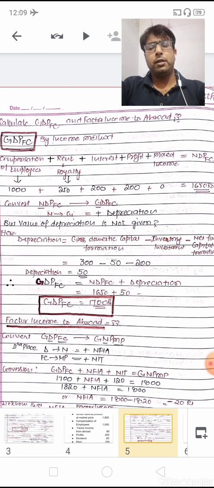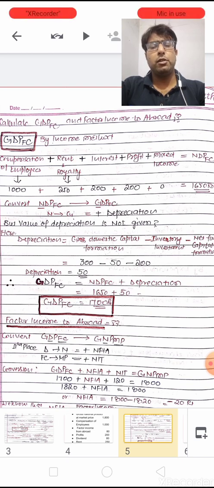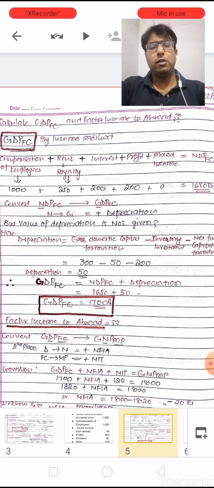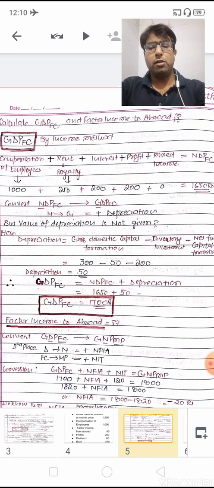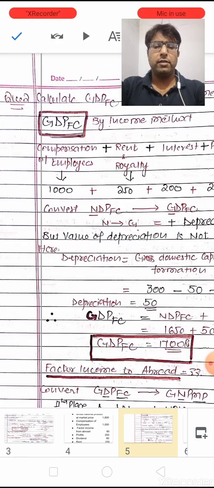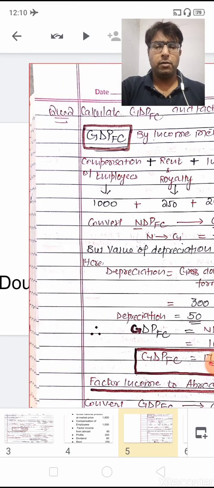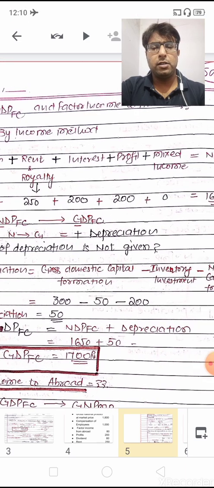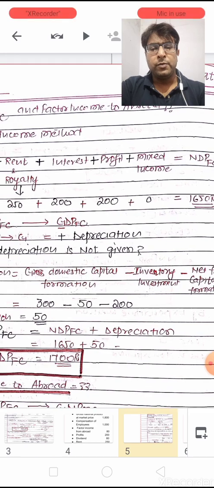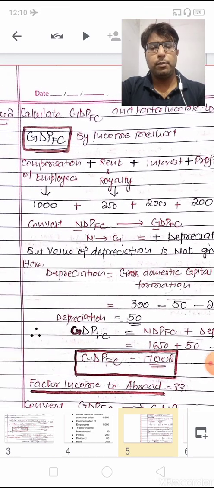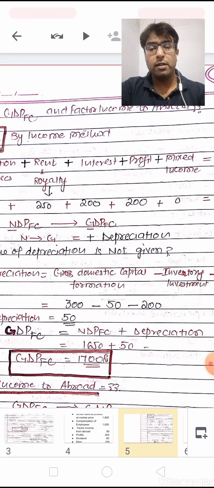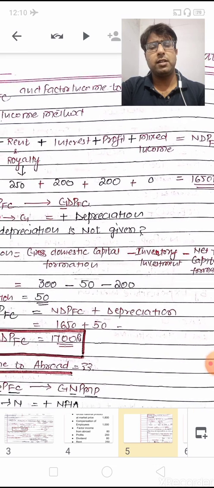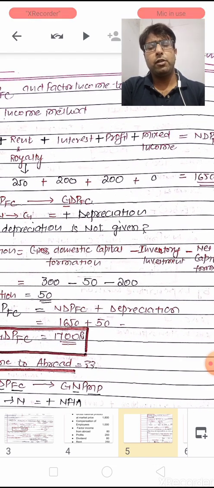So children, apply the same formula of estimating national income by the income method. We will put up here the formula: compensation of employees, rent and royalty, interest, profit and mixed income. When we add all these components, we will get the value of NDP FC. So children, here the compensation of employees is given as 1000, whereas rent and royalty is 250, interest is 200, profit is 200 and mixed income is 0. So when we add 1000 plus 250 plus 200 plus 200, it becomes 1650. That is the value of your NDP FC.